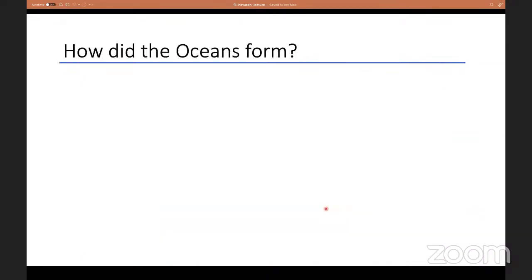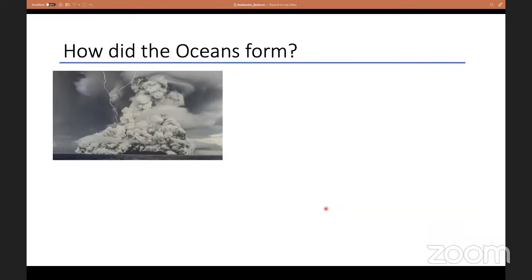Before we get into anything about the oceanic crust, I just want to briefly talk about how we think the oceans form. The oceans are thought to have formed about 4 billion years ago, and the Earth itself is 4.5 billion years old. The water within the oceans is mainly a result of volcanic eruptions. Eruptions rich in water vapor actually led to the formation of the oceans as we know them today.